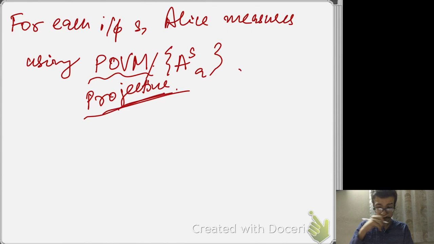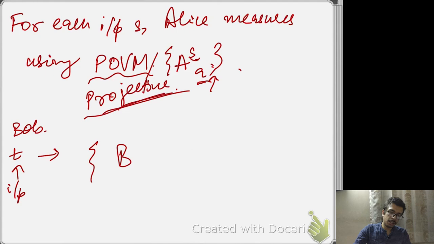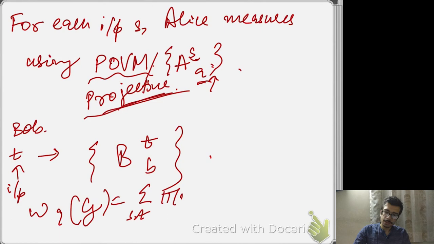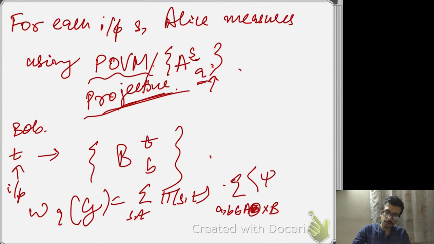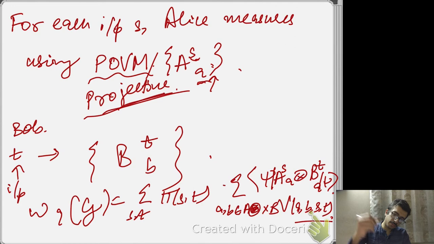For a fixed value of S, we have a complete set of projections, A_S^1, A_S^2, and so on, where the a's are all in the set capital A. For each input T for Bob, he uses a projective set of measurements, B_T^b. And here we see that the quantum expected value is going to be the sum over S, T of pi(S,T), next the sum over a, b in A cross B of the probability of getting a and b times the valuation. So this is what the quantum value is.